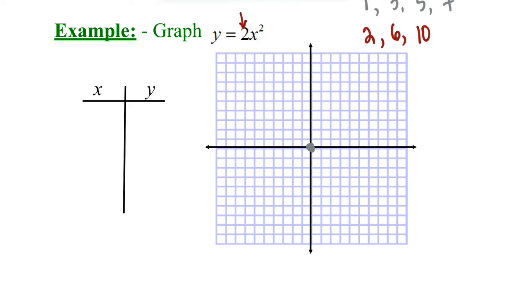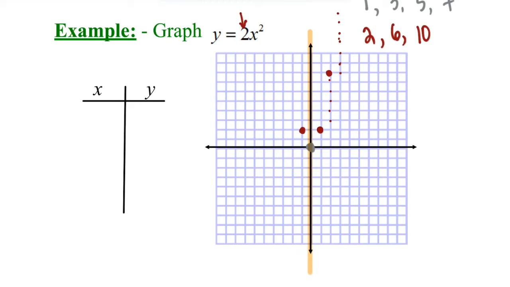So we start at 0, 0. There's no reflection because there's no negative, and we're going to go right 1 and then up 2. Right 1, up 6. And then right 1, up 10. You can see that that is way off the graph.